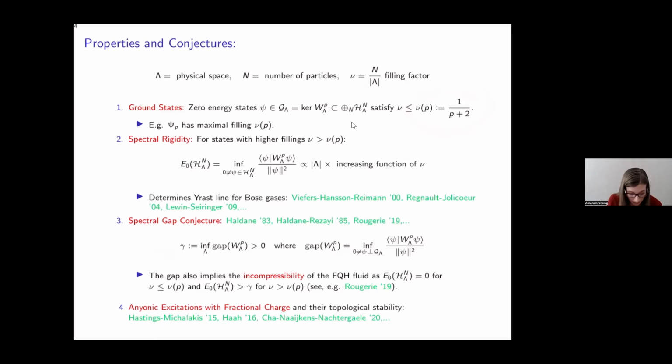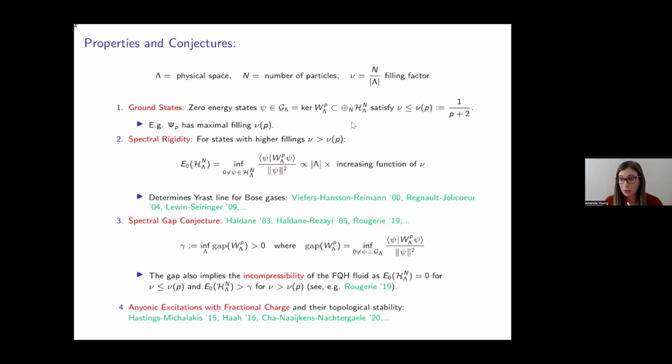And then the final property that you expect to see is anyonic excitation. So, you know what the ground state is. What about the low-lying excitations above the ground state, the bulk excitations? We expect those to have fractional charge. And these are the main properties that we expect to see exhibited in these Haldane pseudopotentials. Some of them are known, some of them are not known.